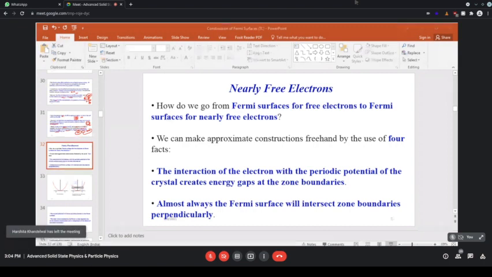It means whether you consider free electron theory or nearly free electron theory, the interaction of electrons with the periodic potential of the crystal creates an energy gap at the zone boundary. Okay, wait one second, there is some problem.